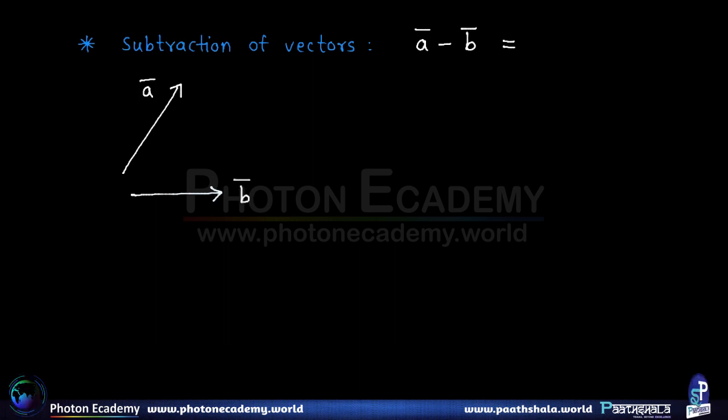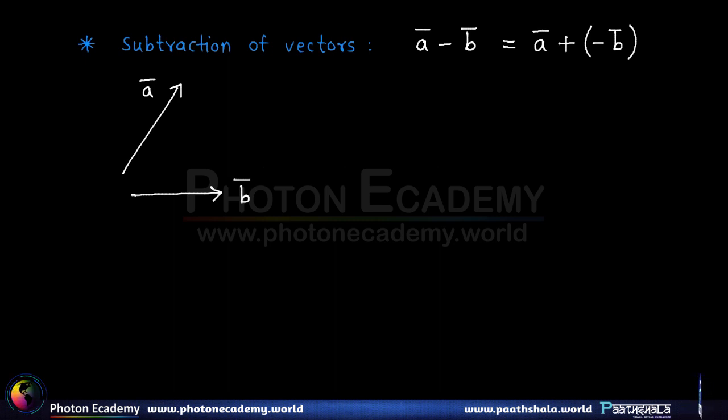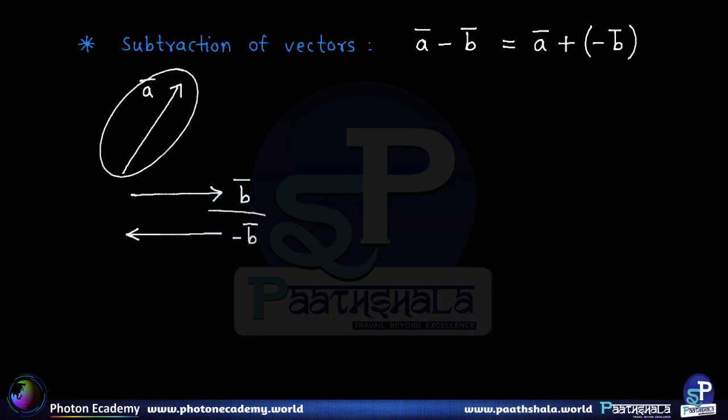Now we just do a little mathematical adjustment, that is a bar minus b bar we can write as a bar plus minus b bar, isn't it? Because subtraction is nothing but addition of the opposite. So minus b bar is nothing but a vector which has the same magnitude but exactly opposite direction of the original vector. So it will be in anti-parallel direction, and we have to now merely add a bar and minus b bar, and we already know how to add any two vectors.